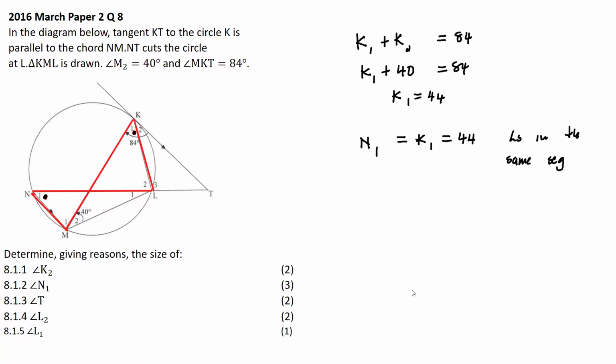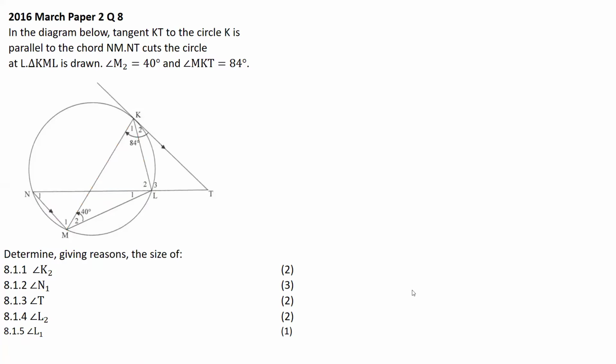But I'm taking this out. Gone. Just to reiterate, the angle N1 is made by a line from N and a line from L, and the angle K1 also by a line from M as well as a line from L. We found K2 as 40, so K1 is 44. So N1 and K1 are the same. I want T. That's 8.13.